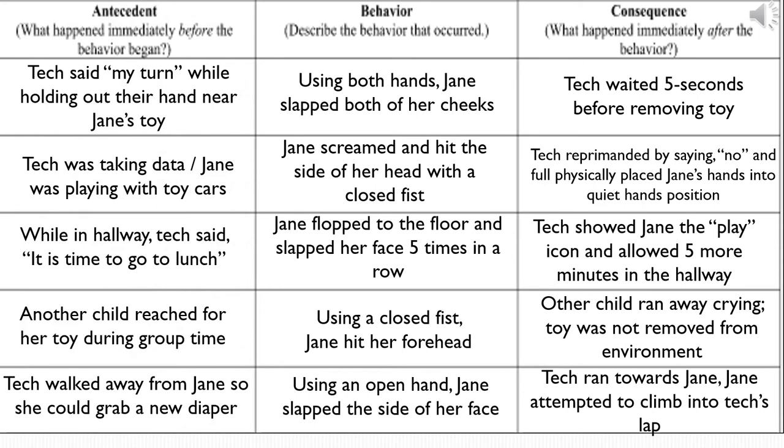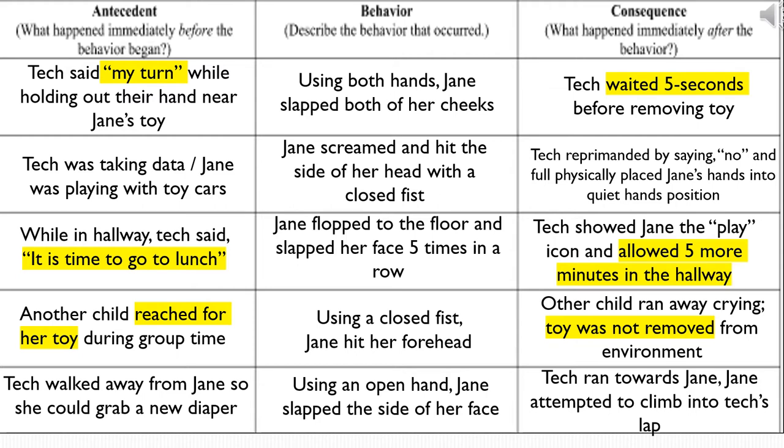This slide depicts some of the ABC data that the observer took while observing Jane. The highlighted sections show that the observer consistently saw that Jane was hitting herself with a closed or opened fist. The portions that are highlighted yellow represent instances in which Jane's behavior appeared to be maintained by access to tangibles.